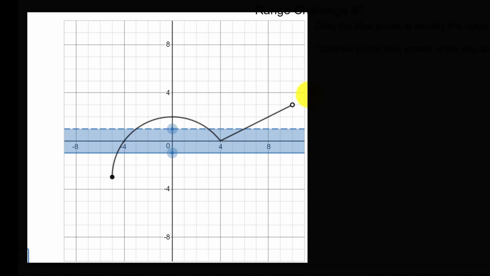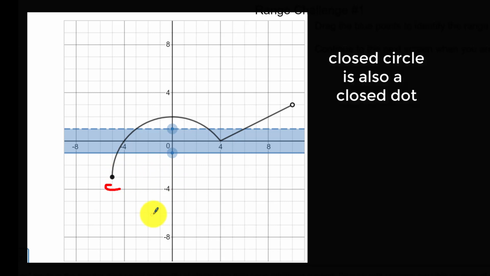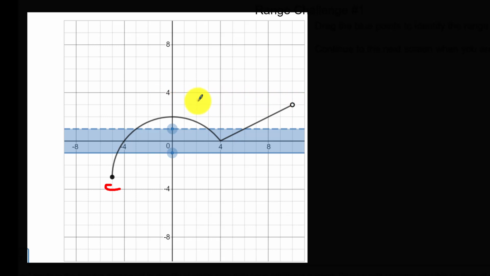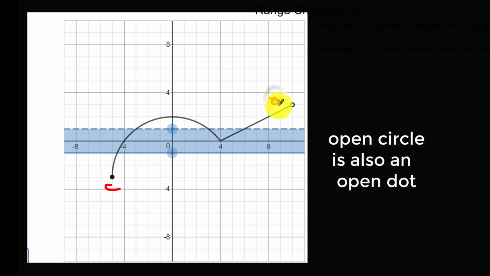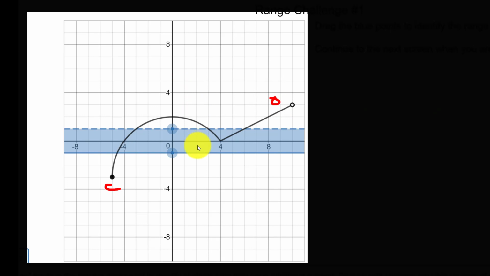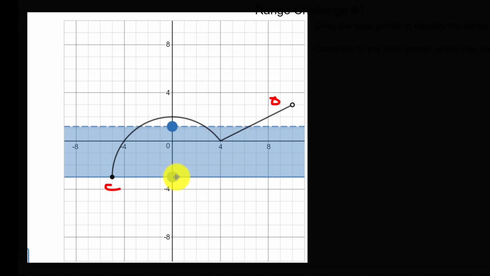So given this graph, this is our minimum point, and this one is a closed circle, and then our maximum point, which is located here, is actually an open circle. Next, let's shade our graph all the way from the minimum point all the way to the maximum point.